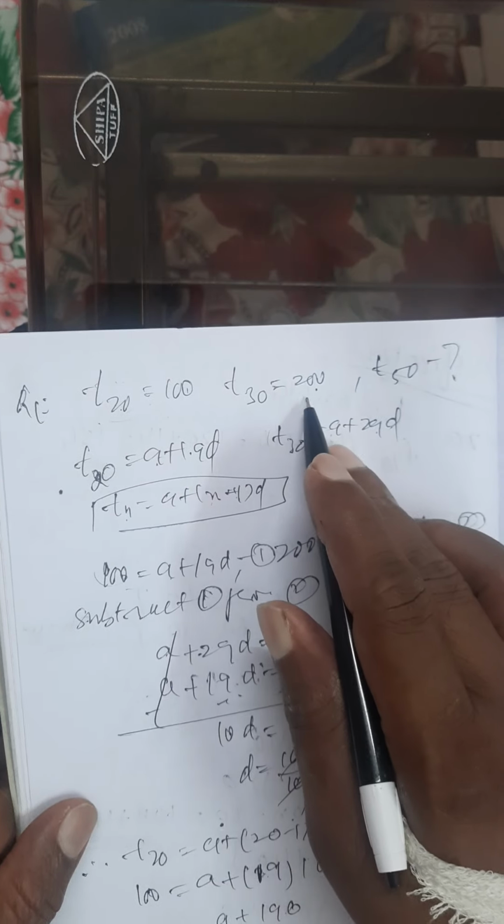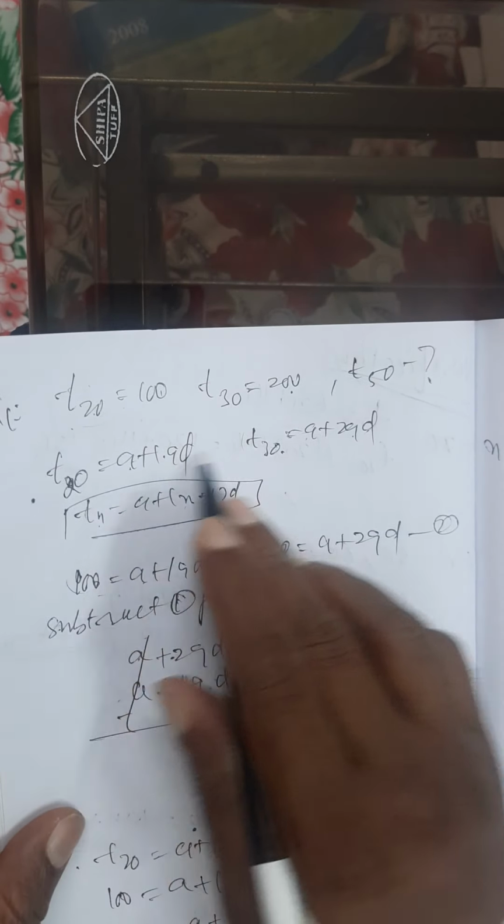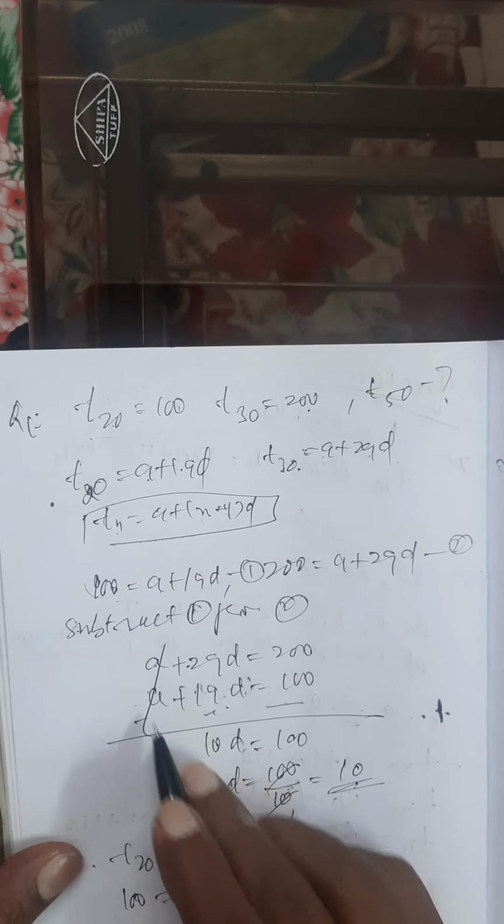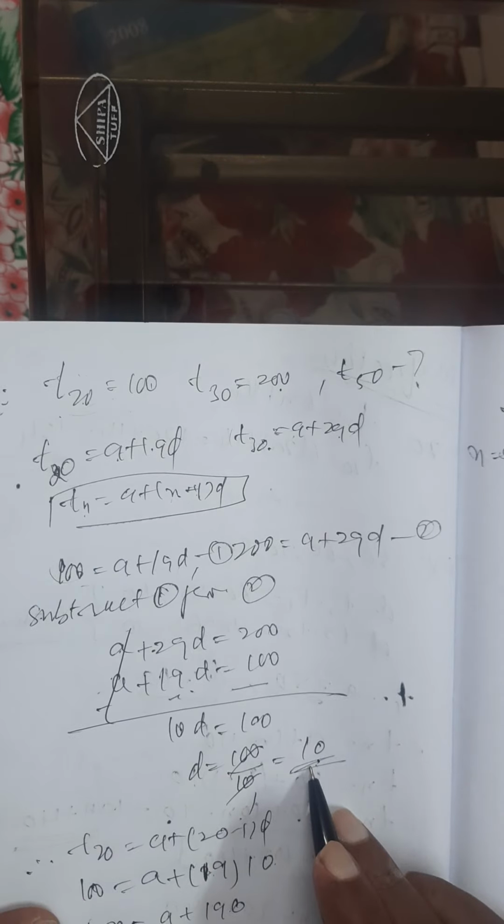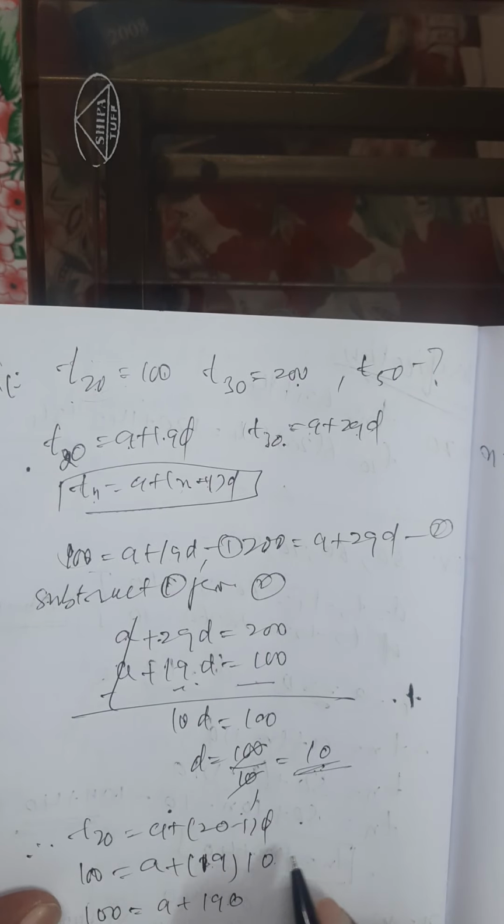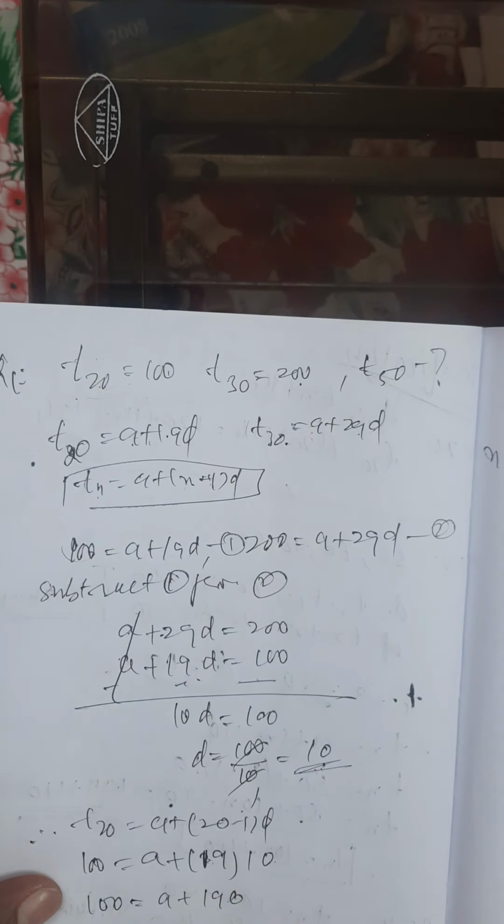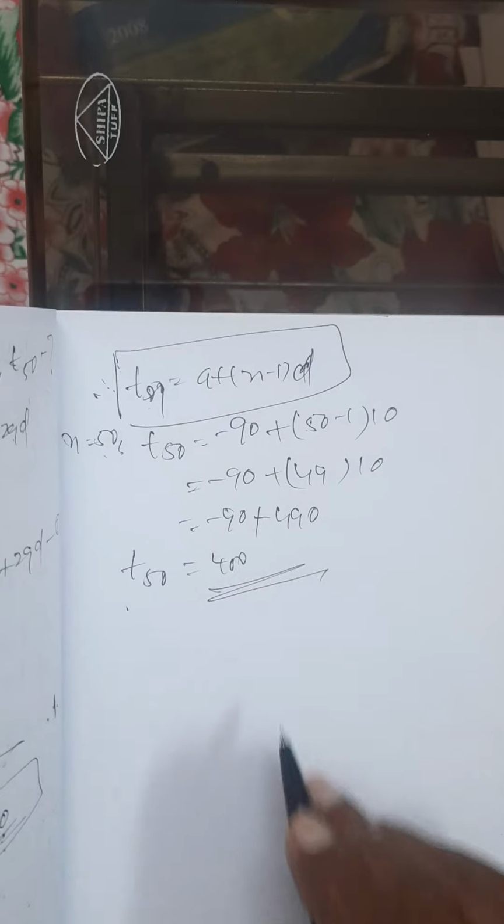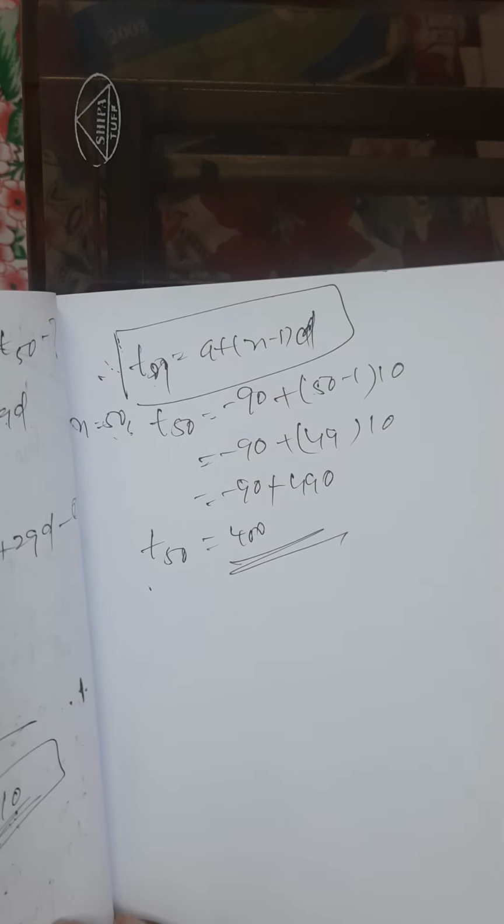Find the 50th term of the series whose 20th term is 100 and 30th term is 200. We have to frame equations 1 and 2 and subtract them, so a cancels and we can find the value of d. Substitute the value of d in equation 1 or 2 and you will get the value of a. Once d and a are known, we can find any value using the nth term formula.